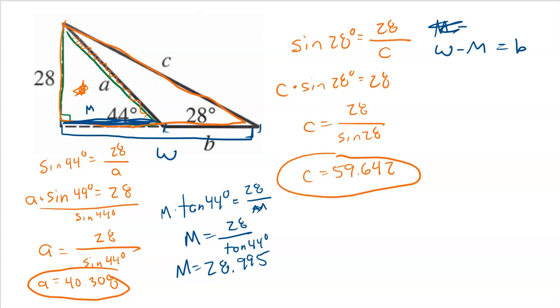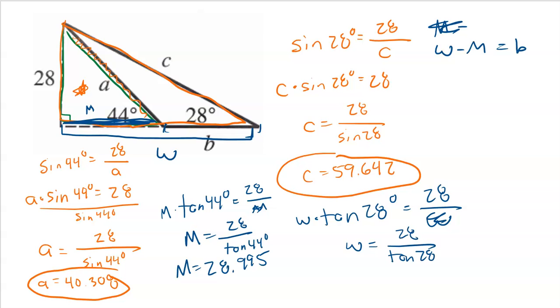All right, now I got to do the same thing with the big triangle to find W. Tangent of 28 degrees equals the opposite 28 divided by the adjacent W. Multiply the W over to this side, divide by the tangent of 28. So W equals 28 divided by the tangent of 28, and I get 52.660. So W equals 52.660.